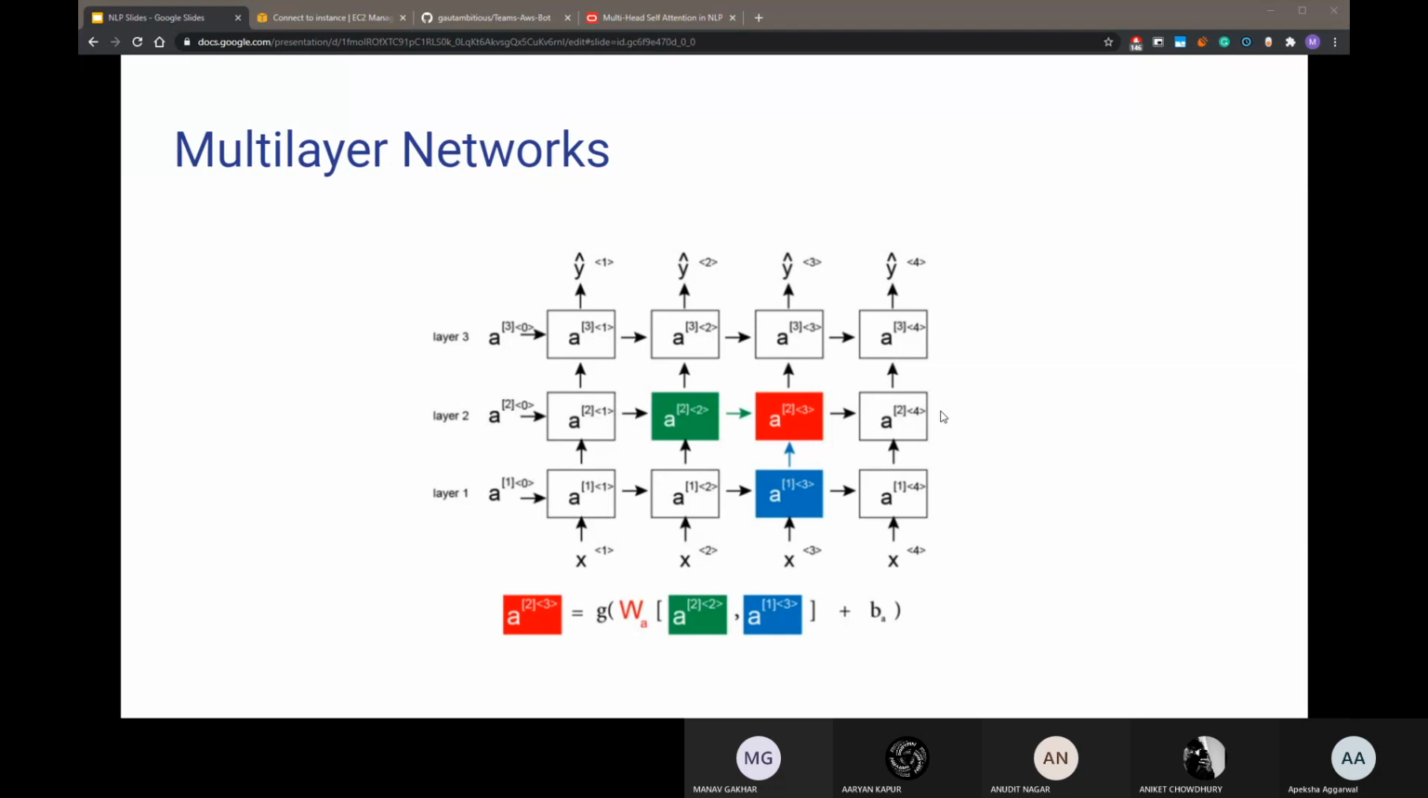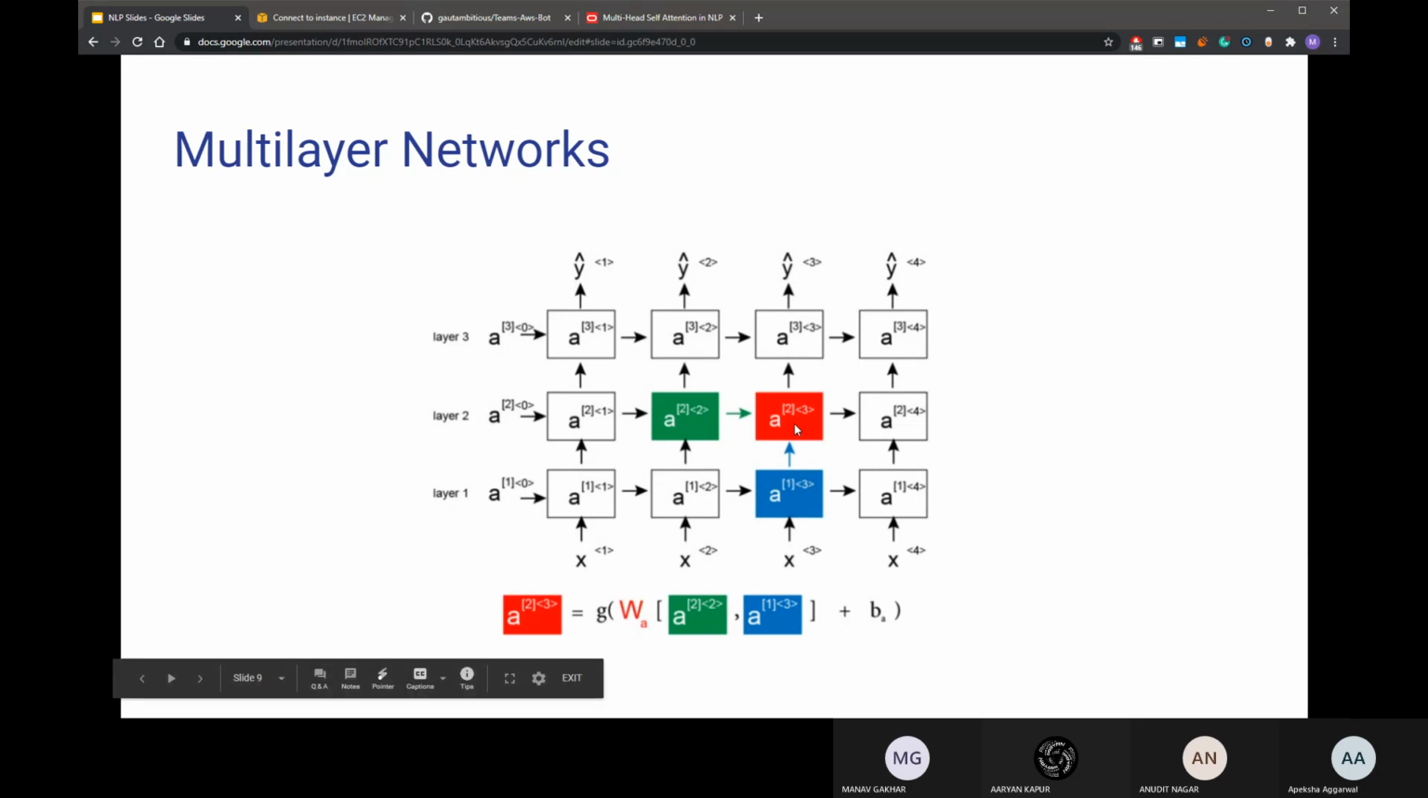To get the value of any activation layer, we need to use both the previous activation in time, as well as the previous activation from the previous layer. So to calculate the red one, you need the green one and the blue one. The green one is from the same layer but the previous time step, and the blue one is from a different layer but the same time step. So you can see the dependency here, and in the ultimate equation that is used to calculate the red activation, we use both.